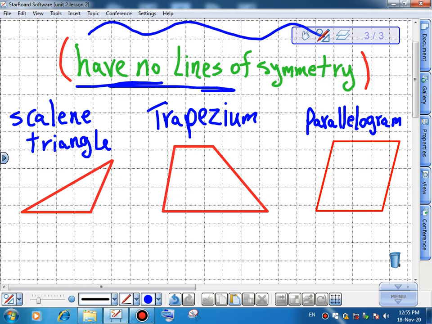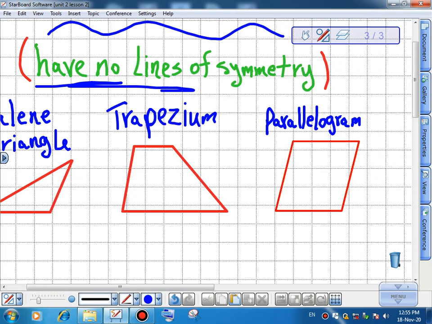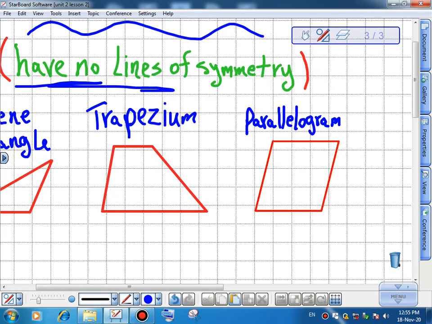And the last figure, the parallelogram, also has no lines of symmetry. If I cut the parallelogram like this, this left part is not the same as the other part. So this line is not a line of symmetry.